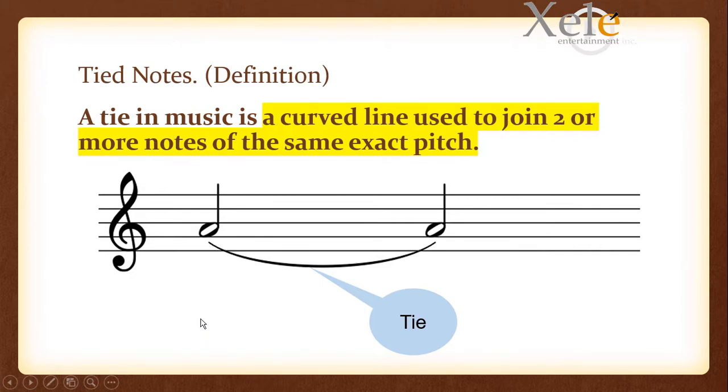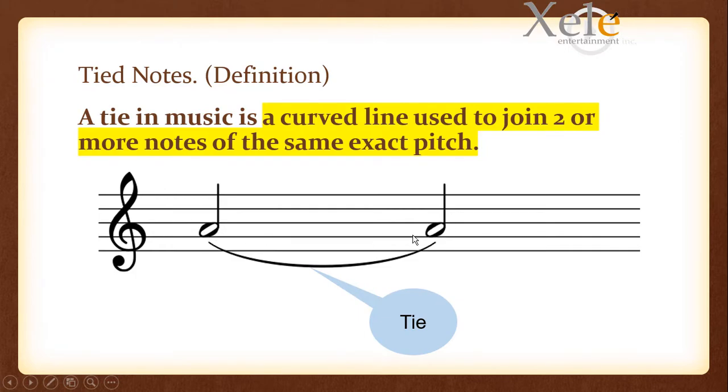So then what is a tie? A tie in music is a curved line used to join 2 or more notes of the same exact pitch. So here you see that we have a note right here. The note head is on the second space on the staff of the treble staff. That means this is a note A.